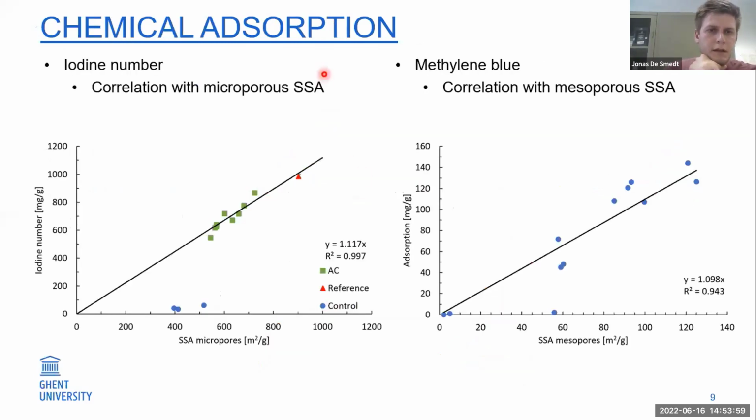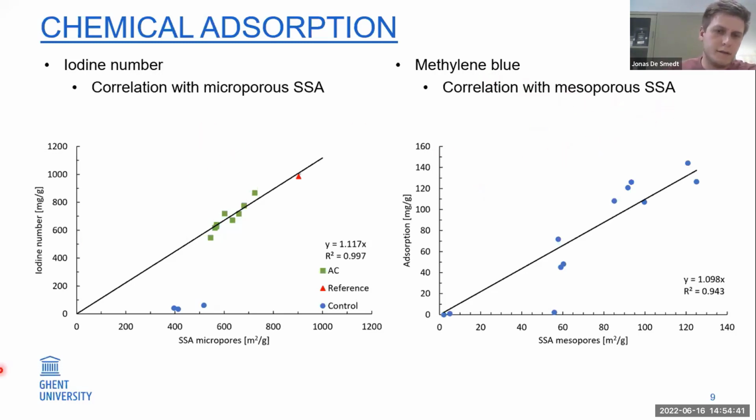We also did some chemical adsorption with these activated carbons. So we determined the iodine number according to the ASTM, and we correlated this with the micropore surface area. We also did methylene blue adsorption. So we started off with a solution of 200 milligrams per liter of methylene blue, and we took from that solution 100 milliliters, and we dosed approximately 0.1 gram of our activated carbon. We let it adsorb for 24 hours. And then we correlated the adsorption with the mesoporous surface area.